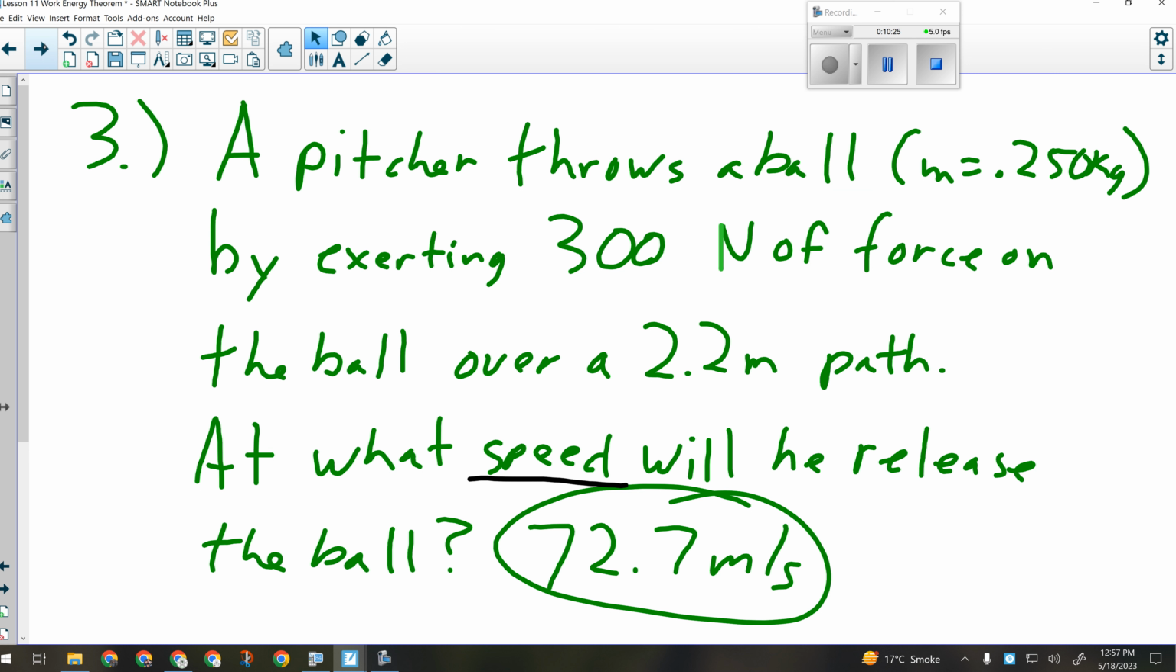Okay, so the ball wasn't moving before he started his windup. The windup is where the work is done. Before the windup, it doesn't have any energy. Okay, give it a try.